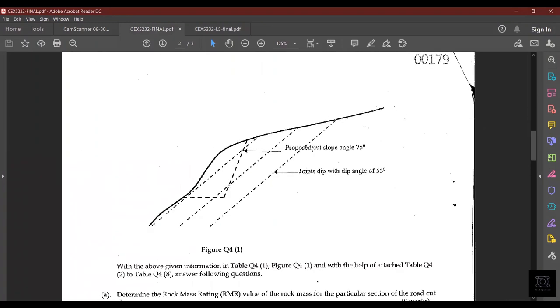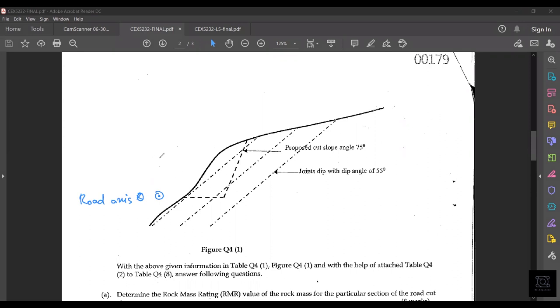They have said the given figure shows the cross section of the proposed road. So this is the cross section. Cross section means the road's axis is either into the paper or outside the paper. So this is the road axis. And the joint pattern characteristic with respect to slope geometry: these joint sets and road traces are striking perpendicular to the cross section. So they have said the strike is also perpendicular to the cross section.